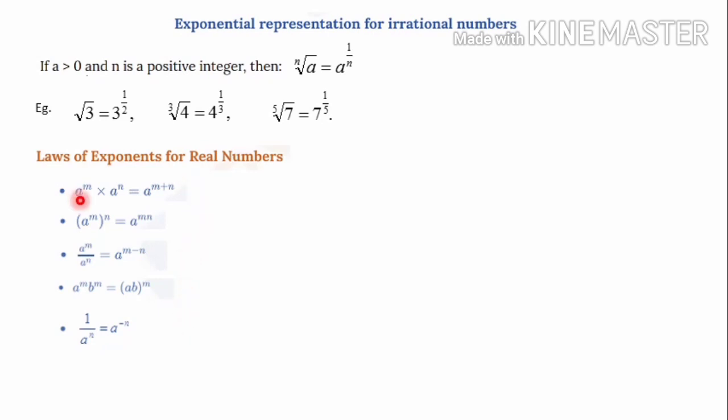Once again, a power m into a power n is equal to a power m plus n. A power m, the whole power n, is equal to a power mn. A power m divided by a power n is equal to a power m minus n. A power m into b power m is equal to ab the whole power m. 1 divided by a power n is equal to a power minus n. These laws of exponents you have to revise and keep, so that the next exercise will be easy for you.